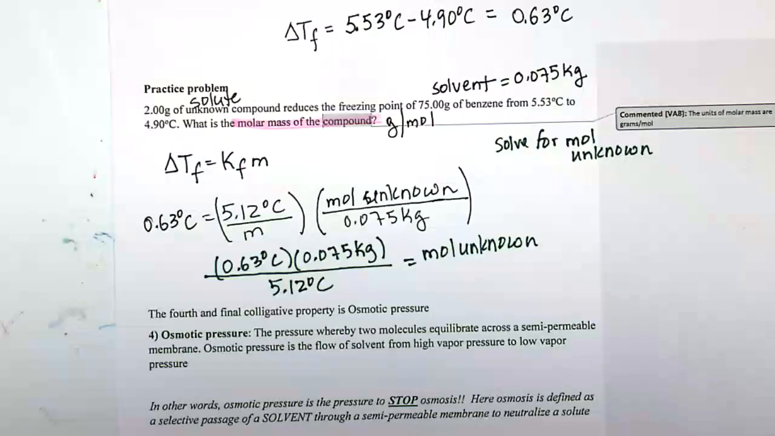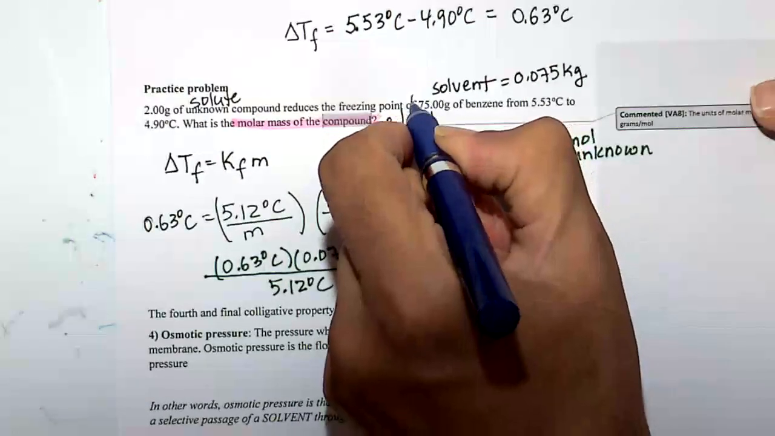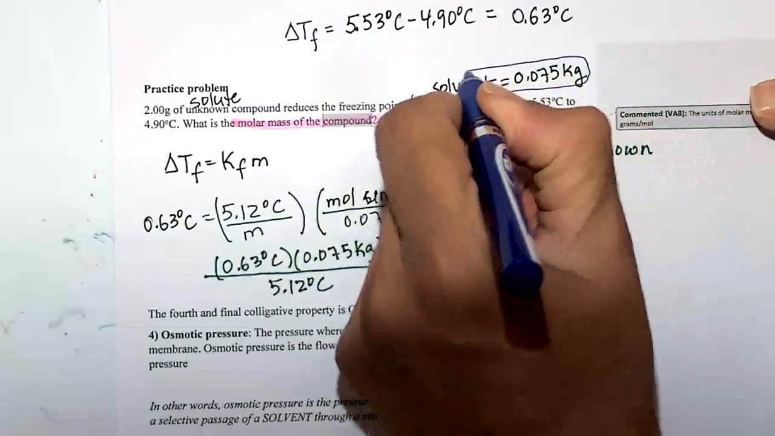So to get from grams to kilograms, you just move the decimal place over 3 places to the left. 3 to the left. Got it.